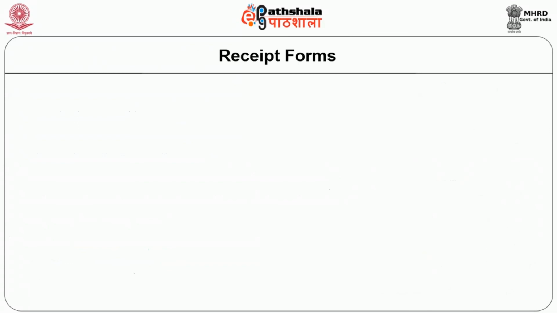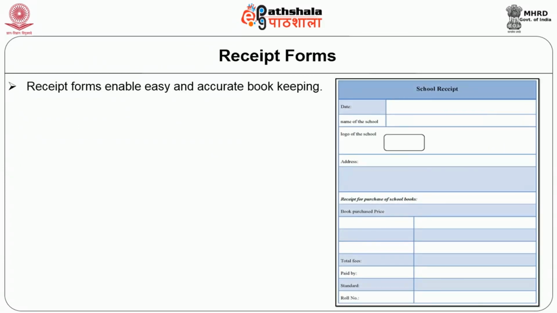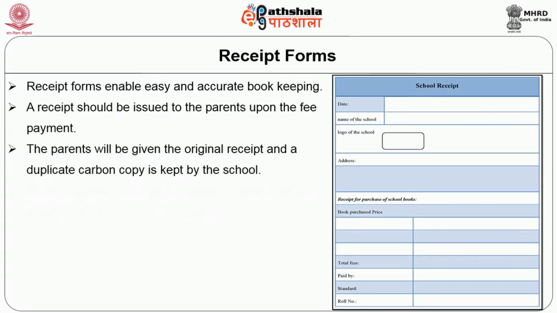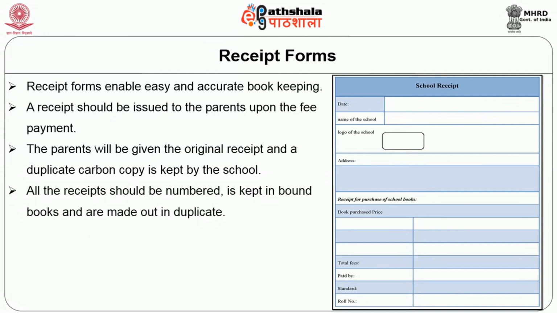Then we have the receipt forms. Receipt forms enable easy and original transaction between the parents and the management. The original receipt and the duplicate carbon copy both are being kept by the school. All the receipts should be numbered and kept in bound books which can be made into duplicate. Every receipt should be checked by the auditor at any time.